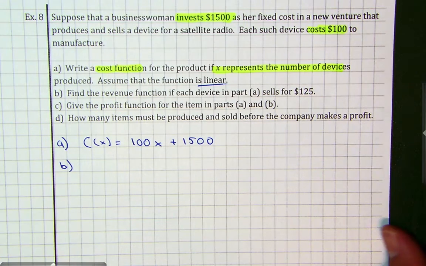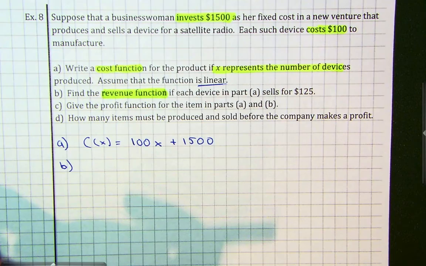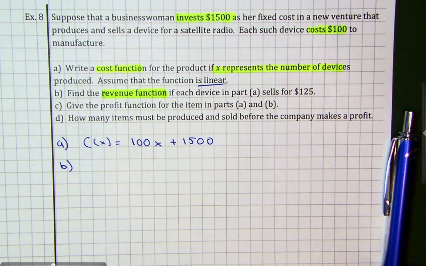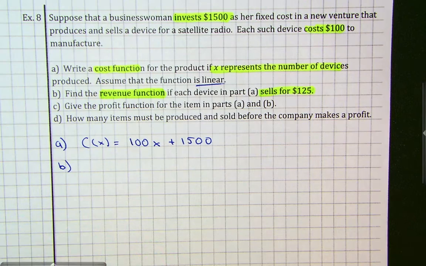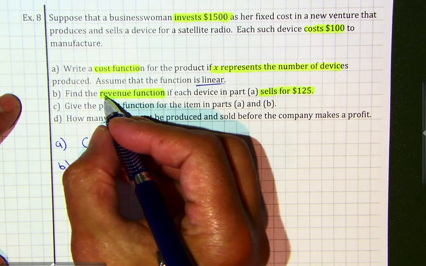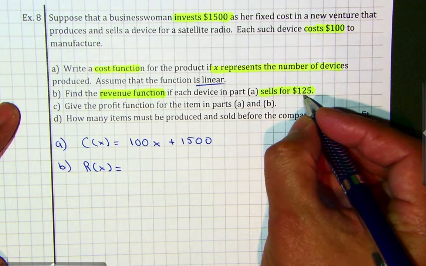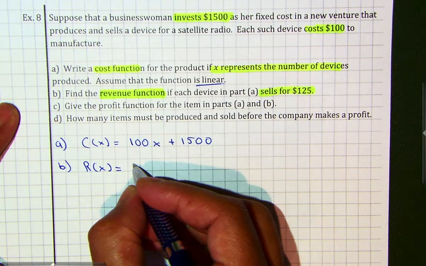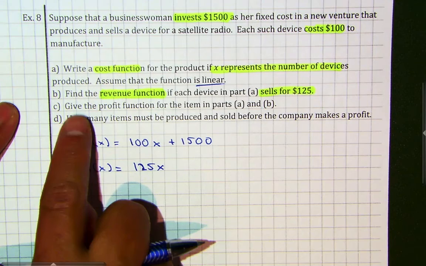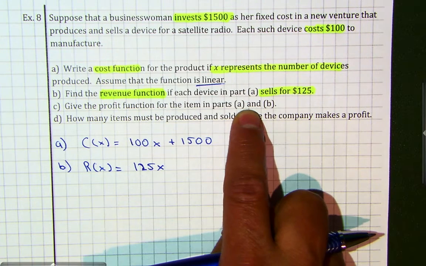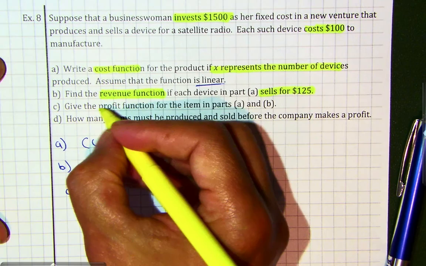Find the revenue function. So the revenue is how much money she's going to be getting back as she sells those items. And she's going to sell them for 125. So the revenue function will be R of x. Every device is going to be 125, so it'll be 125x. Now give the profit function for the items A and B. So therefore for C, we need to be able to write a profit function.